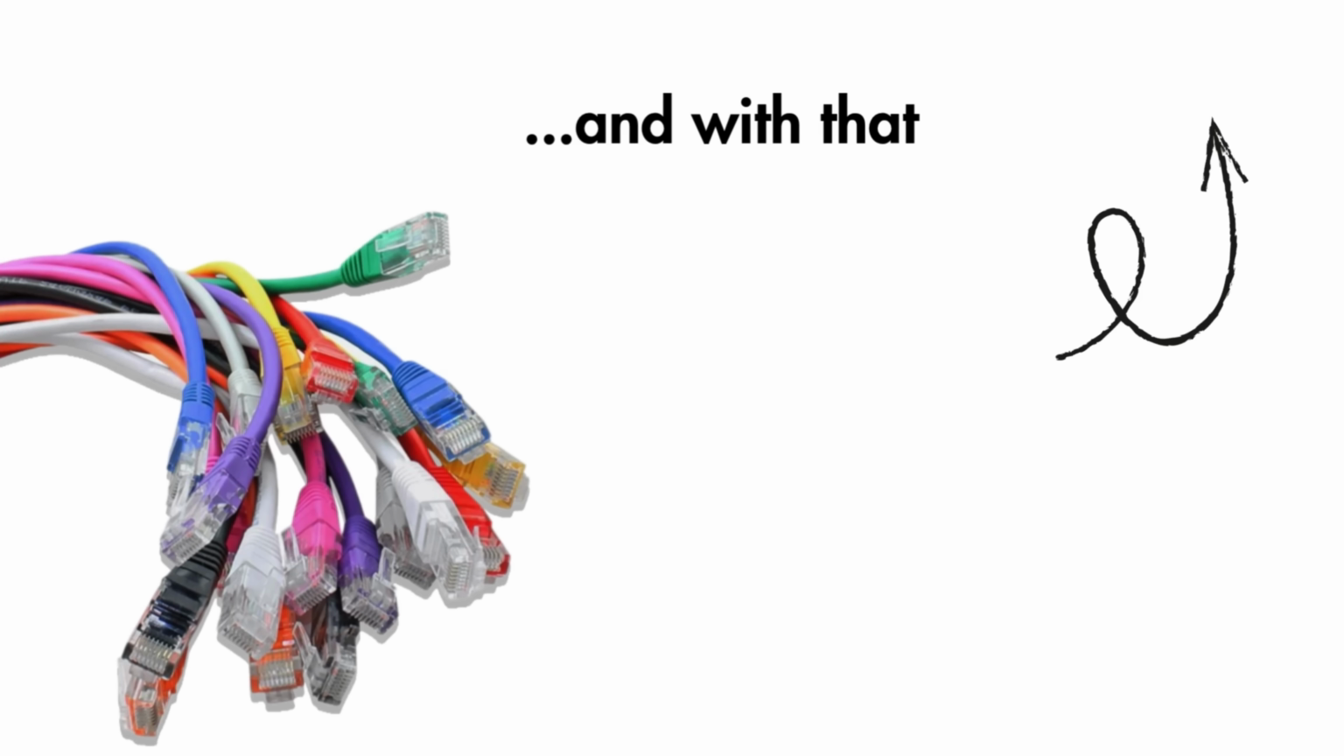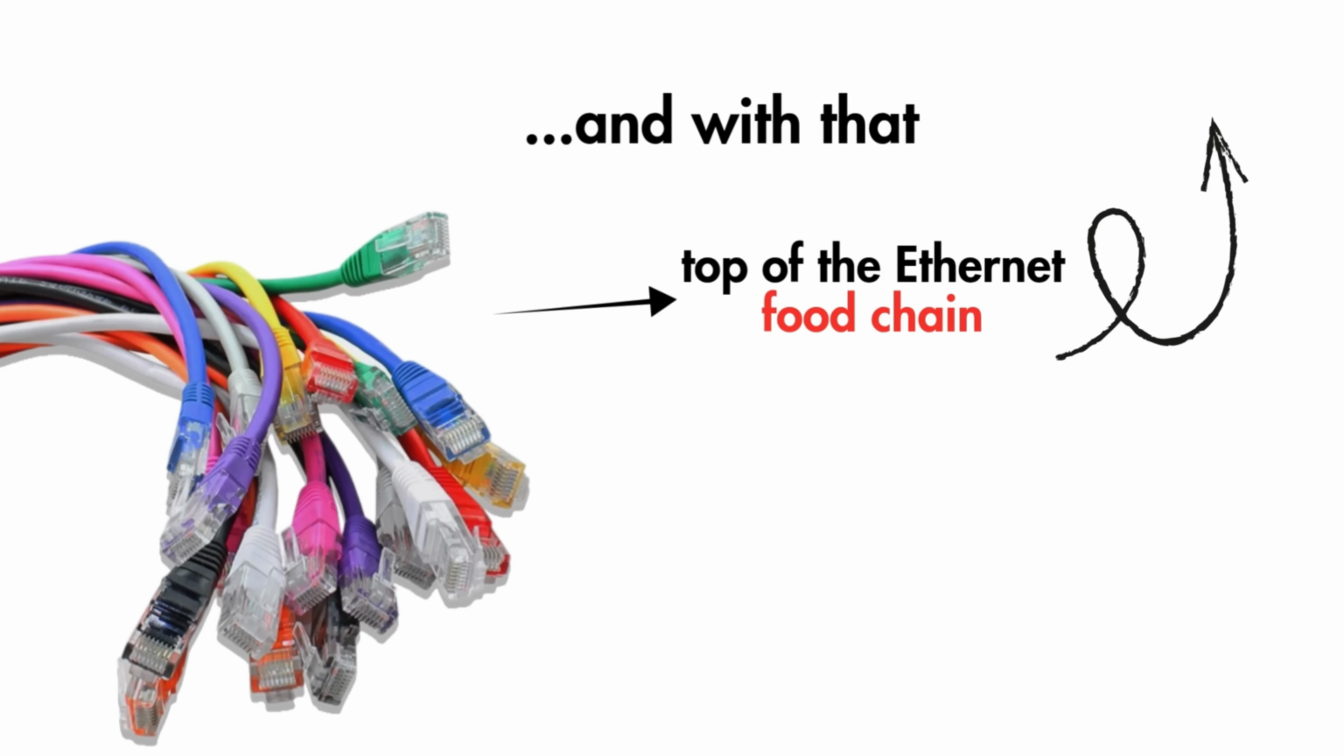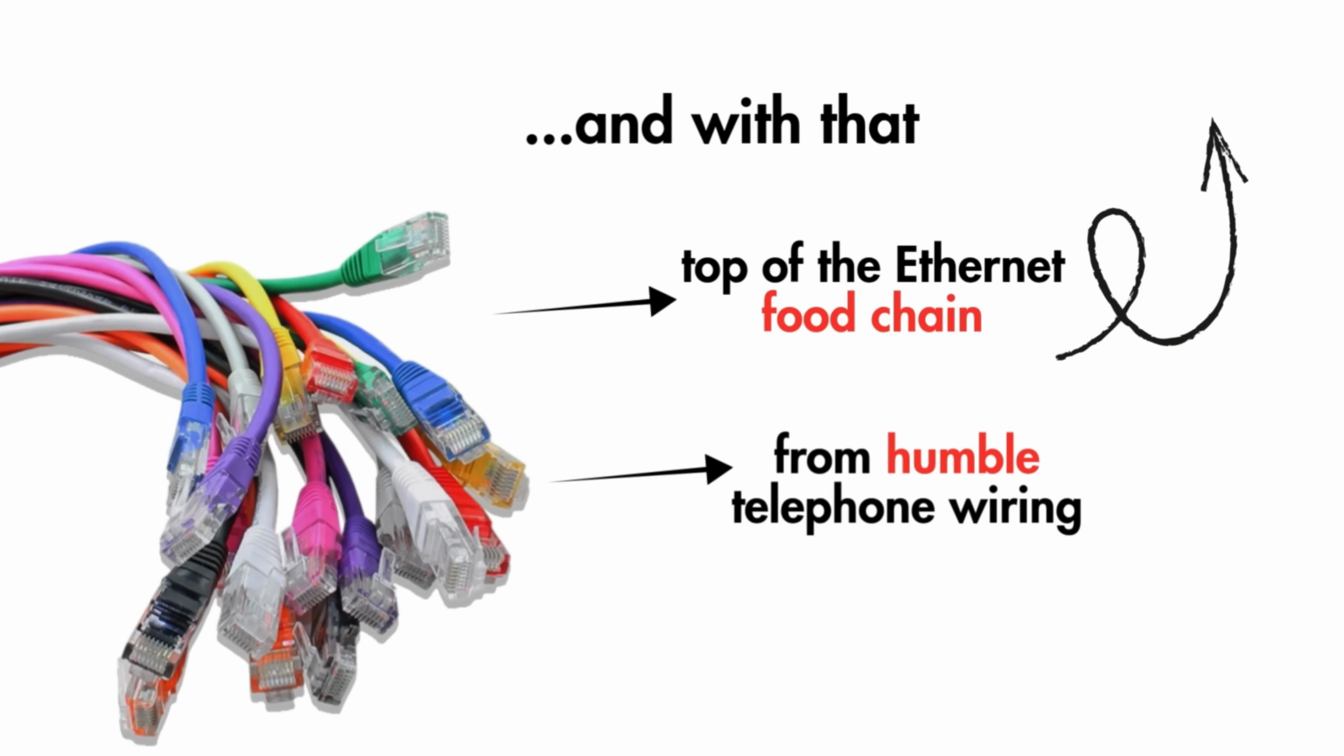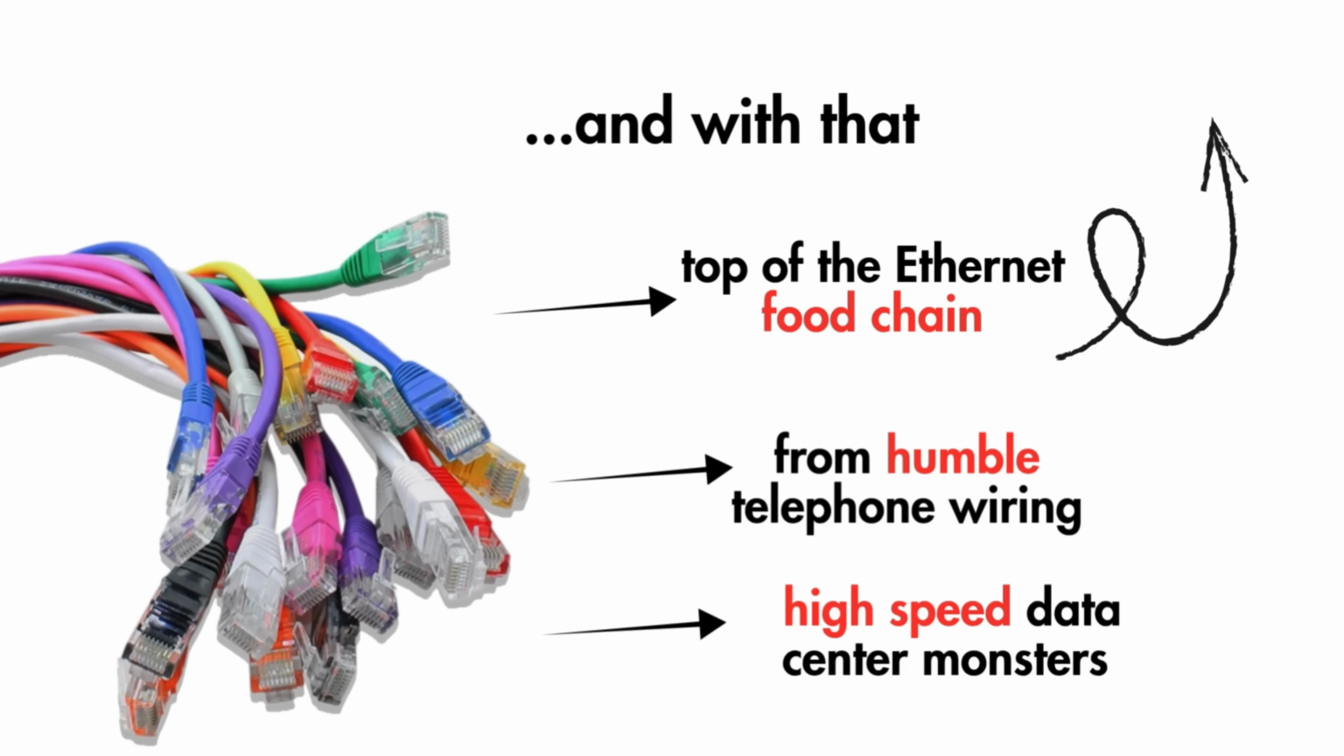And with that, we've officially reached the top of the Ethernet food chain. Everything from humble telephone wiring to high-speed data center cabling. Now you know exactly what's hiding behind your network port.